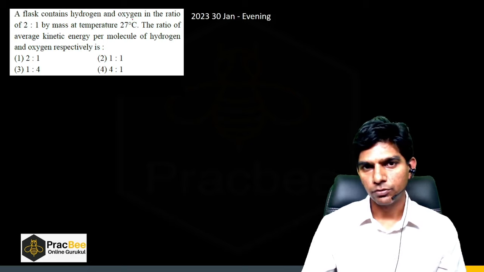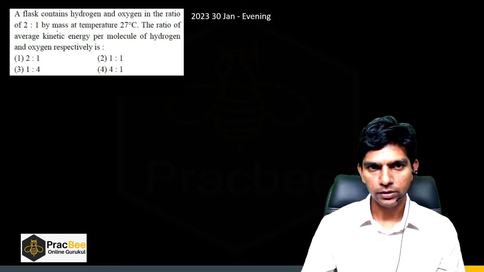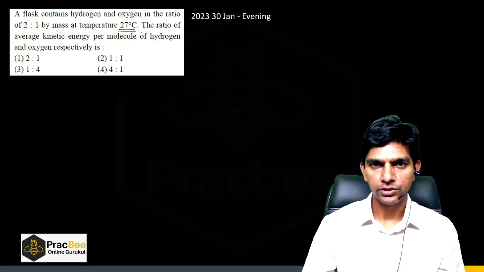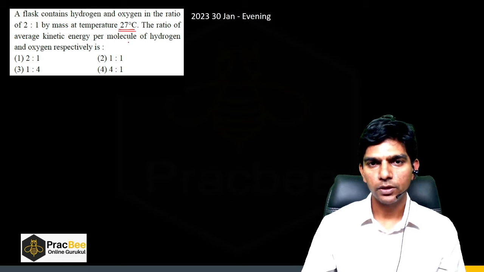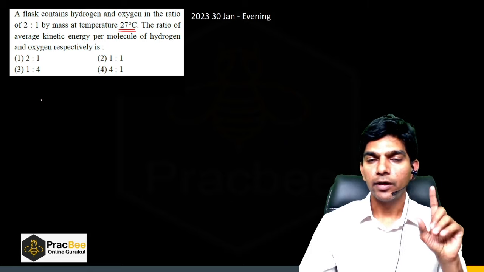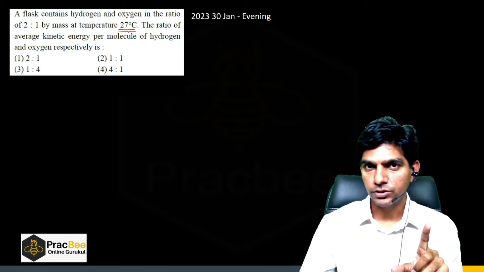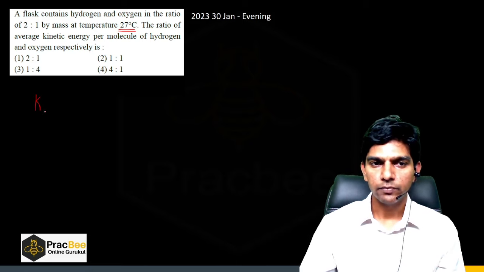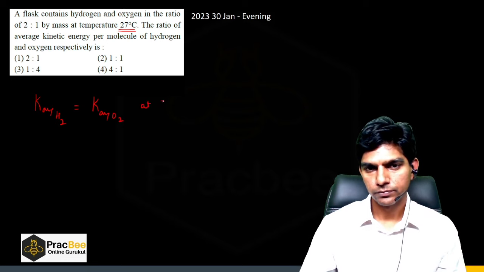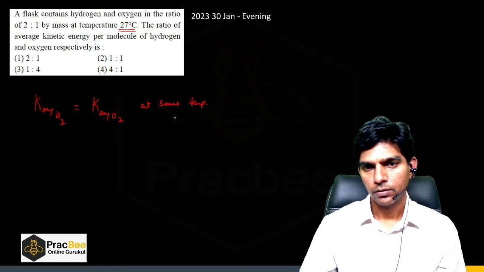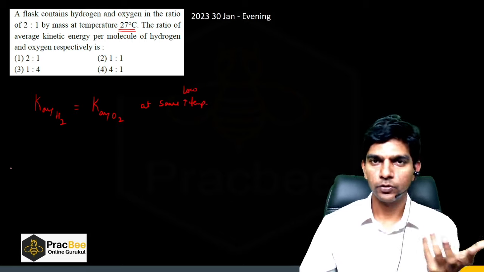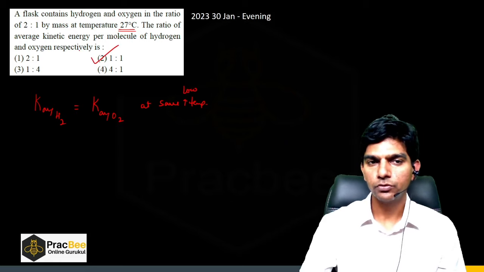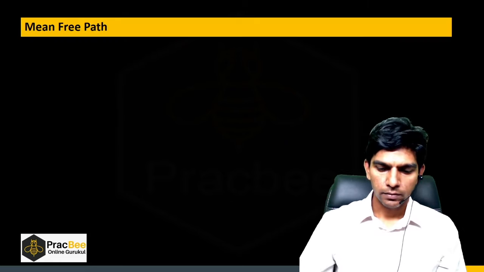Yes, let us see the next question. A flask contains hydrogen and oxygen in the ratio 2:1 by mass at temperature 27 degree Celsius. The ratio of average kinetic energy per molecule of hydrogen and oxygen. So average kinetic energy of hydrogen will be same as average kinetic energy of oxygen at the same temperature, say here we have 27 degree, room temperature. So it will be same. So option 2 is the right answer. Now let us see the next concept.